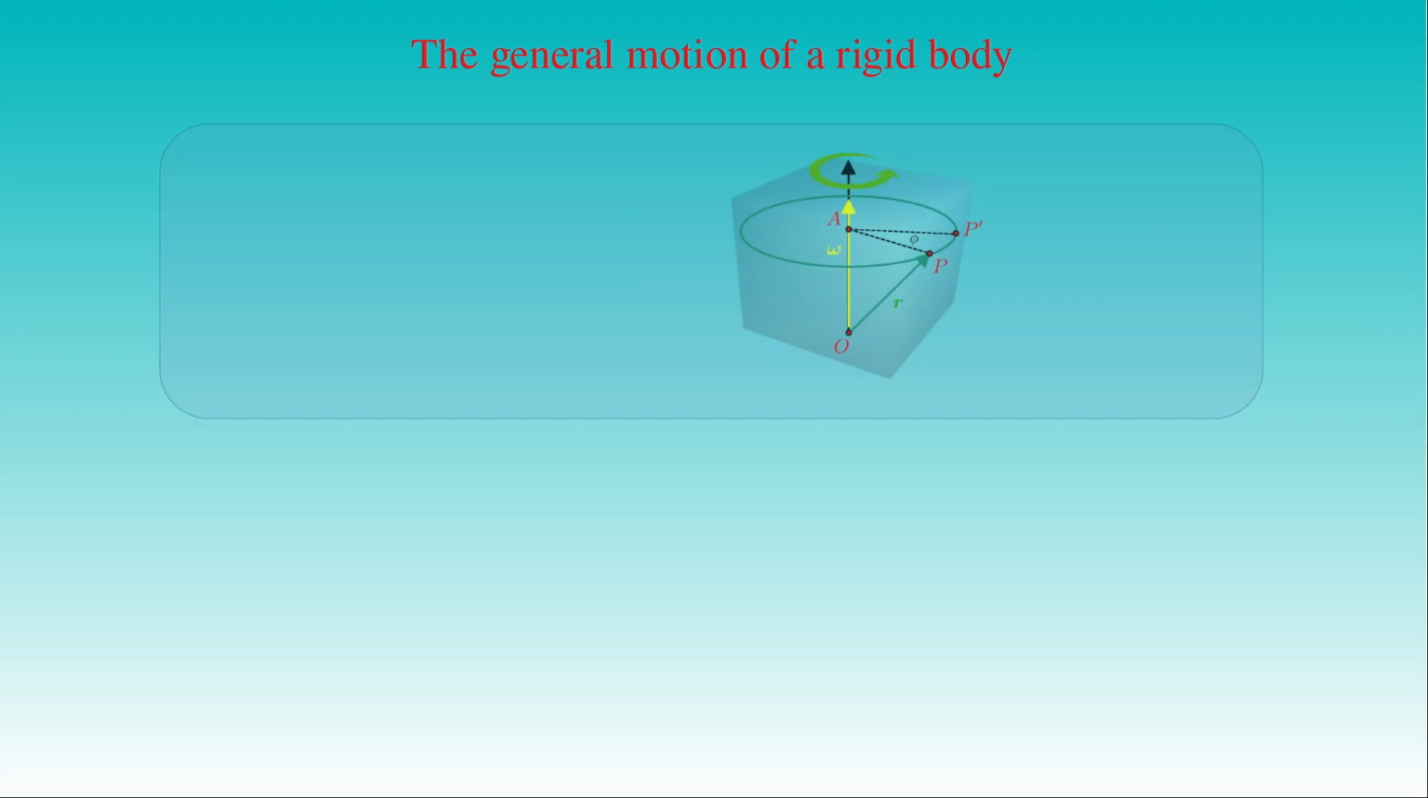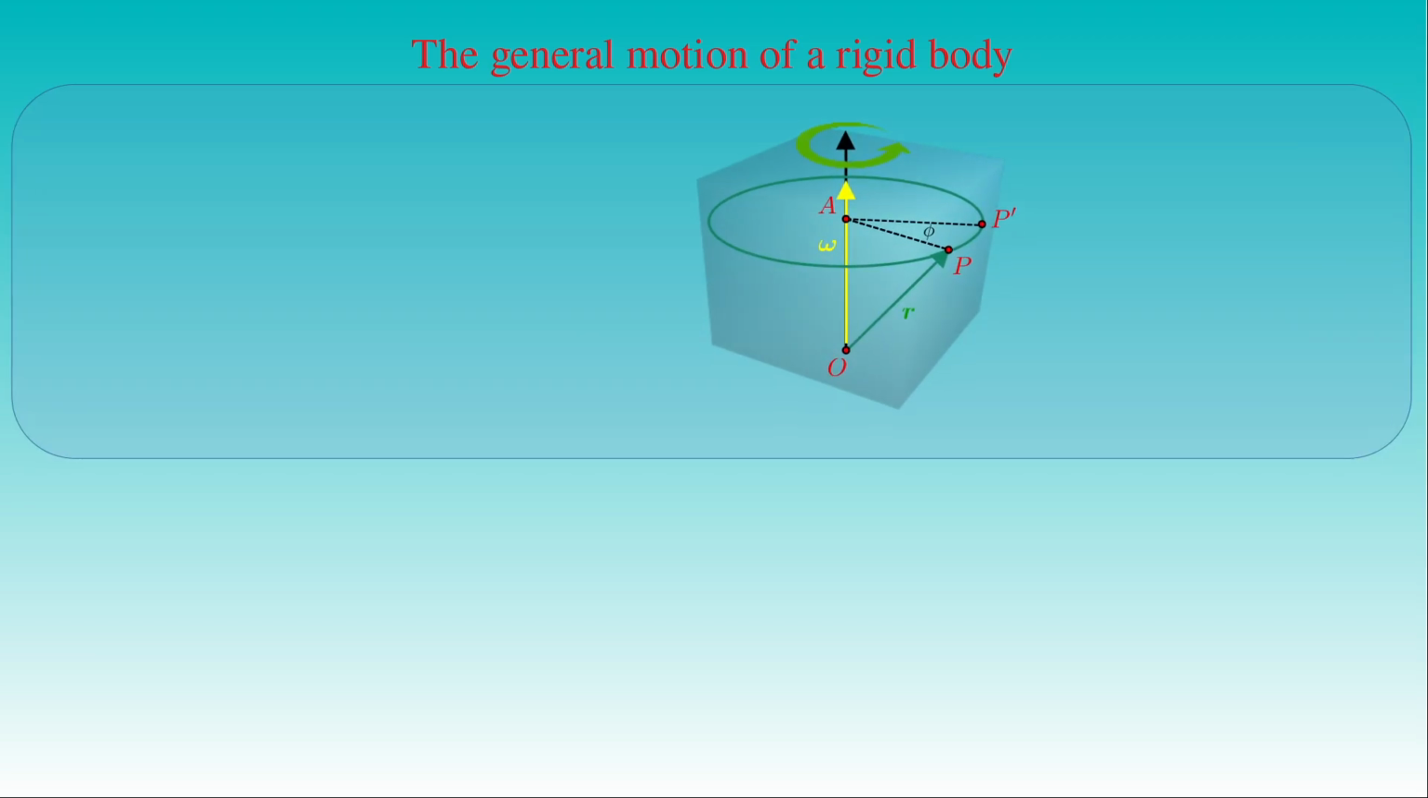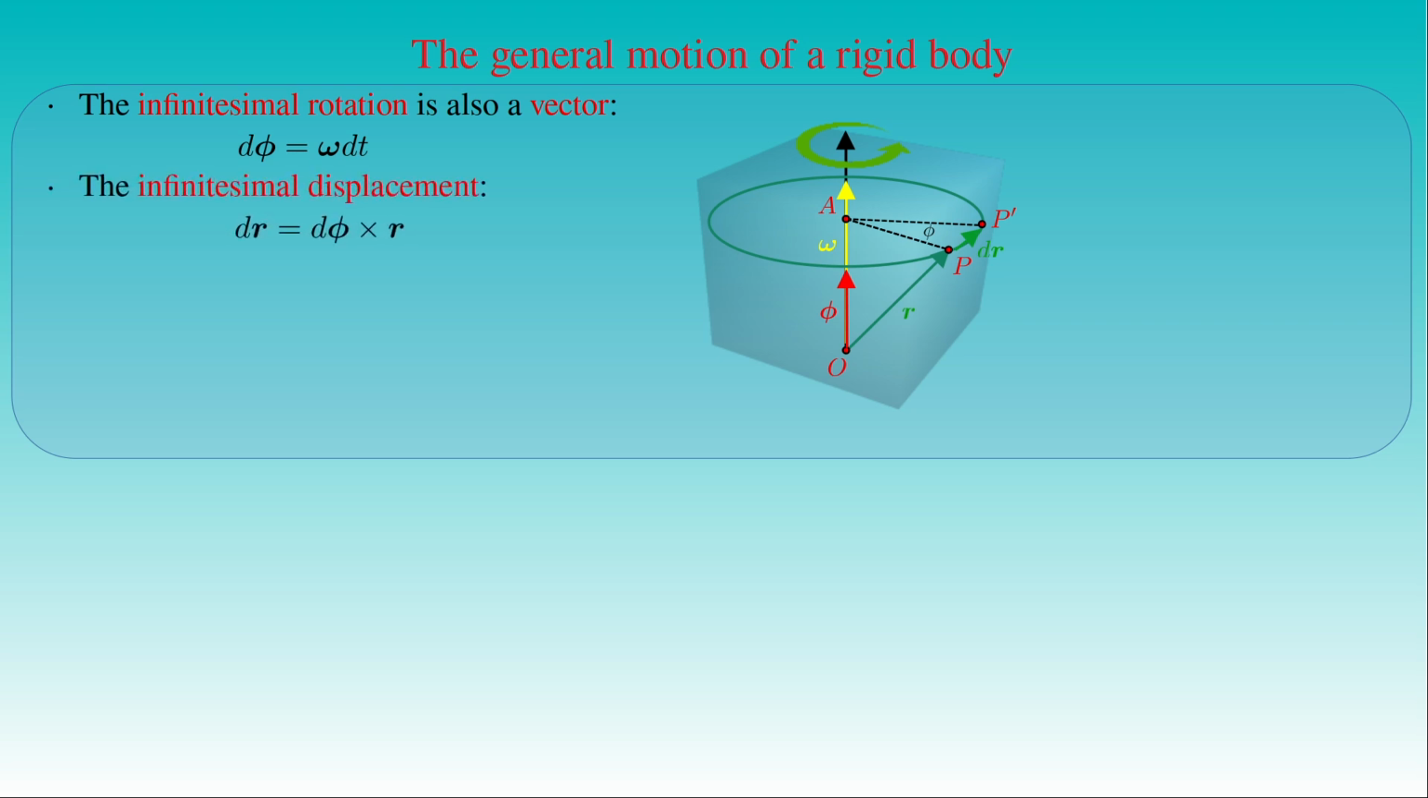Since the angular velocity omega of an infinitesimal rotation is a vector, its product with the infinitesimal interval of time dt is also a vector, and it can be interpreted as the infinitesimal rotation vector d phi. The infinitesimal change dr in the position vector r of a given point P of the rotating body is always perpendicular to both the axis of rotation, that is the vector d phi, and the instantaneous position vector r. As a result, the infinitesimal displacement of the point P can be written as the cross product of the infinitesimal rotation vector d phi and the position vector r.